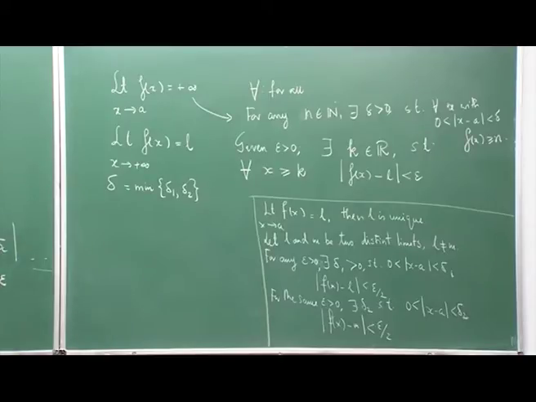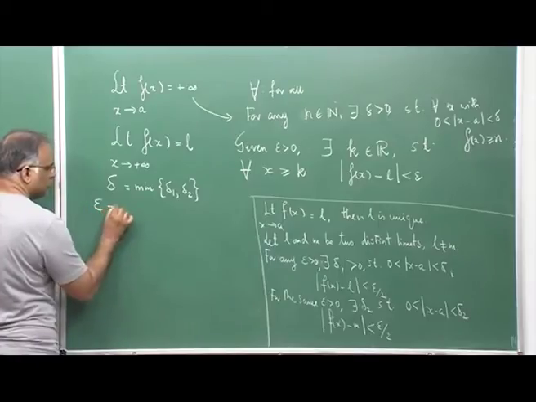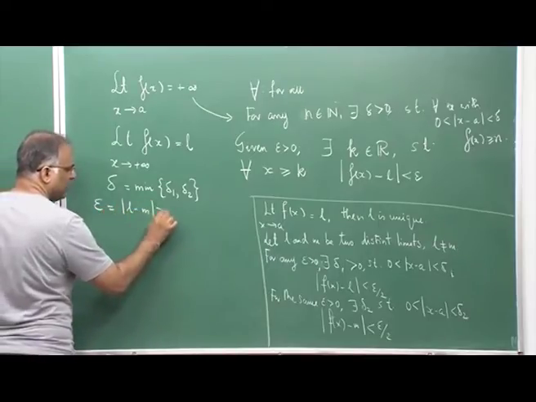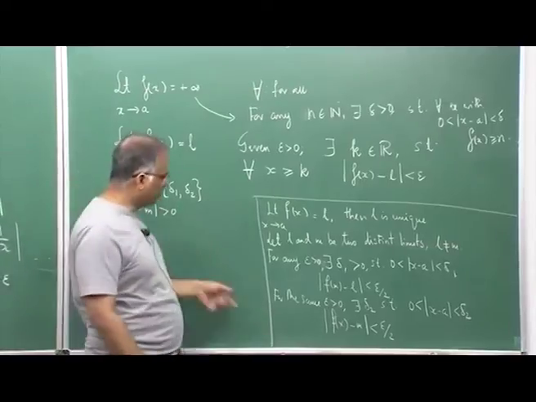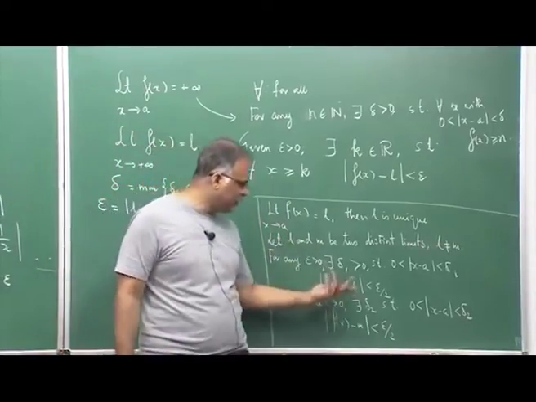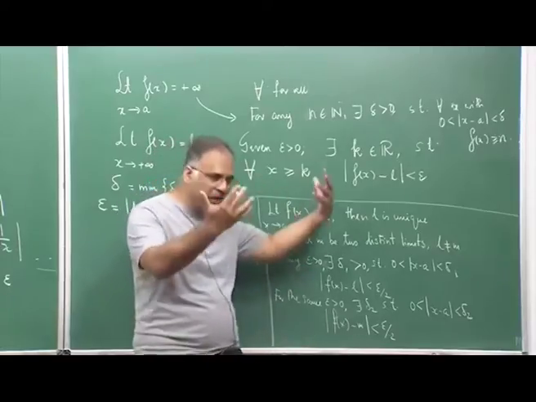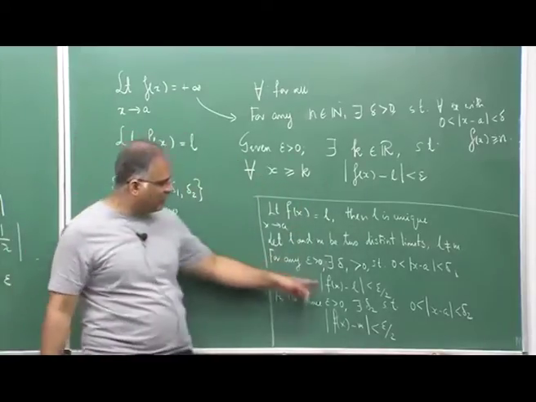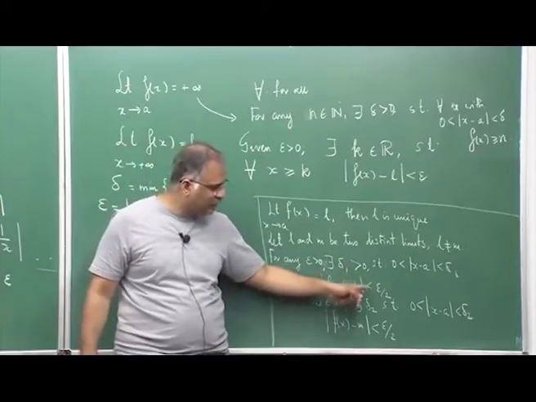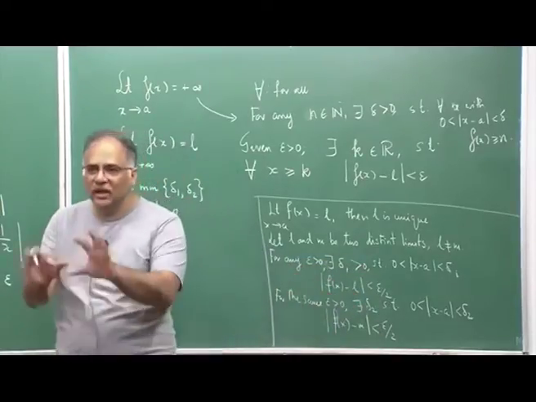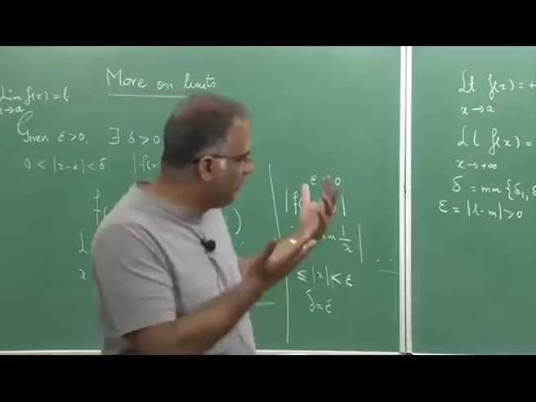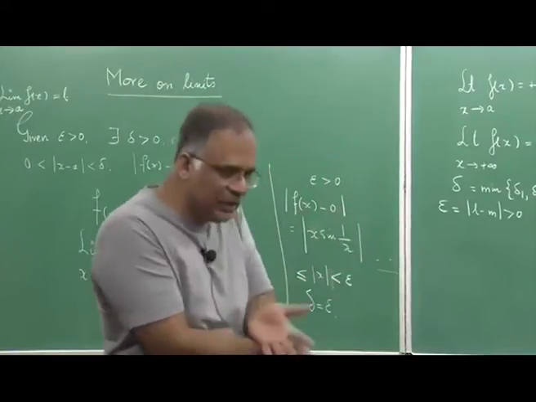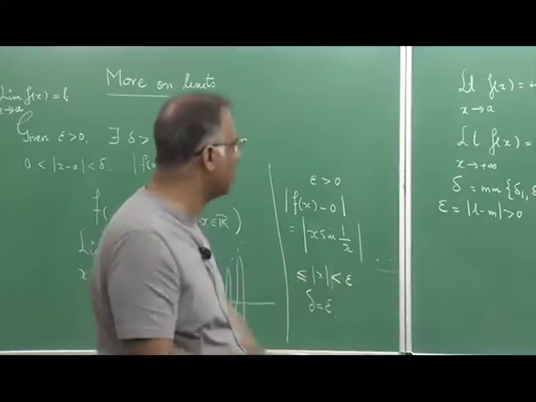Now, I will particularly choose epsilon to be |L - M|, and this is strictly bigger than 0 because L and M are not the same. So, now let me write down. For any epsilon greater than 0, there would exist a common delta, which is the minimum of these, such that |f(x) - L| should be less than |L - M| by 2, because now I have chosen epsilon to be |L - M|. For that, there is some delta 1, and again for M there is another delta 2. So, again I take the minimum and it works for both.